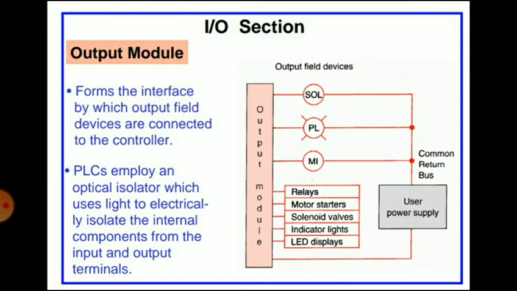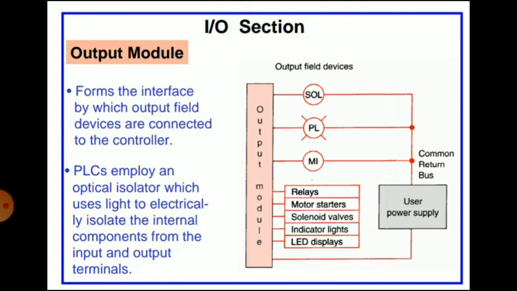Then output module. It forms the interface by which output field devices are connected to the controller. So you can see there is an output module. That output module is connected to the PLC or the controller, and the different field devices like relays, motor starters, solenoid valves, indicator lights, LED displays are connected to the controller.